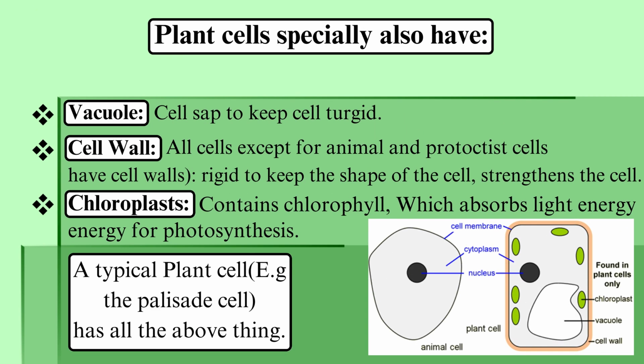Now we'll talk about the plant cell. They have special features. Vacuole, cell sap to keep the cell firm. Cell wall, all cells except animal cells have a cell wall. Rigid, to keep the shape of the cell, strengthens the cell. Chloroplast contains chlorophyll, which absorbs sunlight energy for photosynthesis. A typical plant cell, for example the palisade cell, has all the above things.